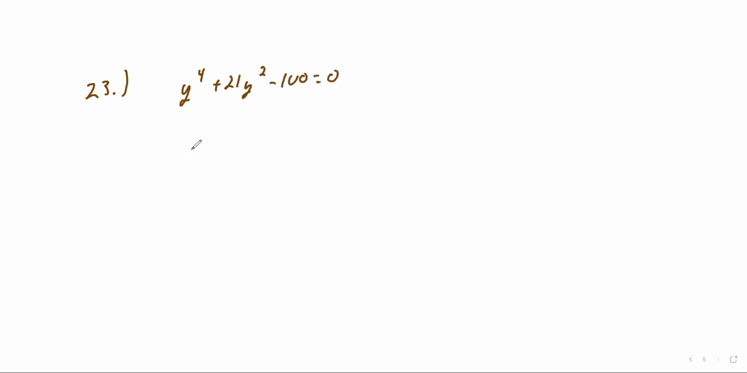So in this case, again, I want this to be a square. And here's my little indicator. So let's make this a little note. I will let x equal y squared. And when I do that, I can rewrite this as y squared squared plus 21y squared minus 100. So therefore, when I let x equal that, I can now get x squared plus 21x minus 100.